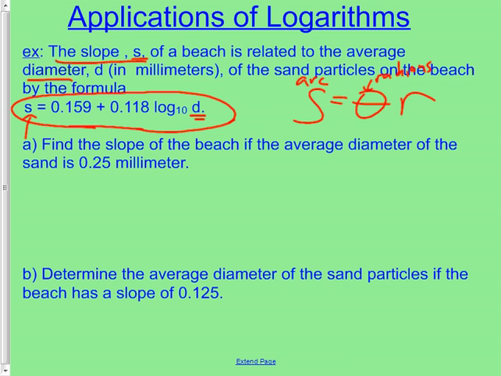The point is, you have to look at your formula and know what words are associated with what variables. So here it says the slope is S and the diameter is D. We try not to fool you on these, but just be aware we could have made the slope D and the diameter could have been S. You just have to read the problem to make sure.